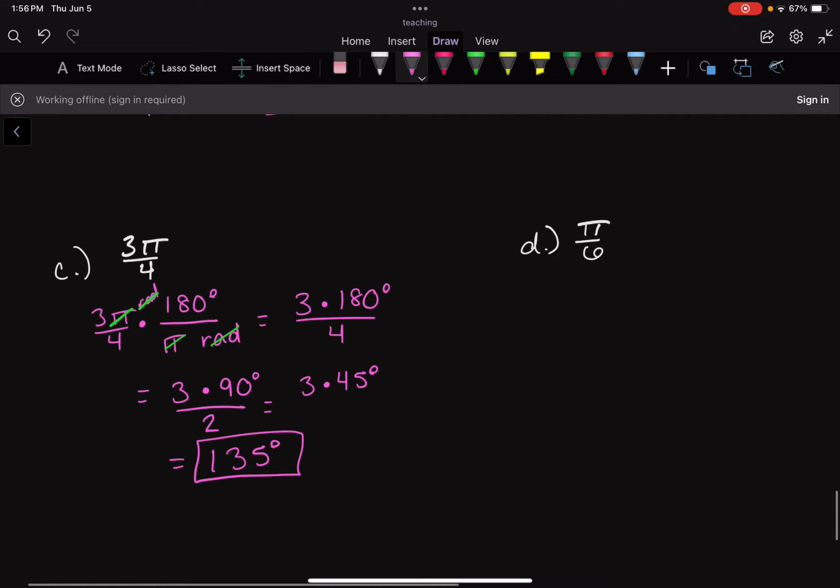Now let's do pi over 6. So pi over 6 times 180 degrees divided by pi, and I can write radians. You don't really have to always write the word radians because we know that we're getting rid of that while we're doing our conversion. So the pi's will cancel out. 180 divided by 6 would be 30. So pi over 6 is 30 degrees.